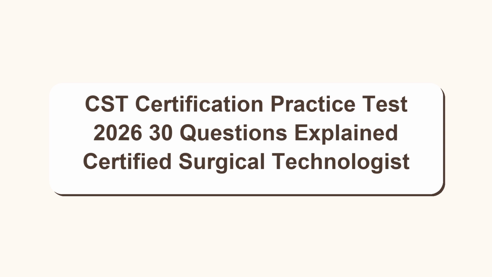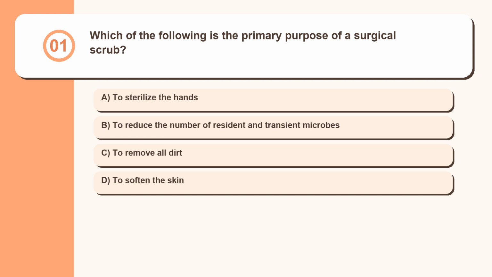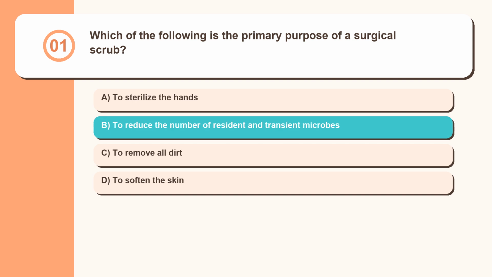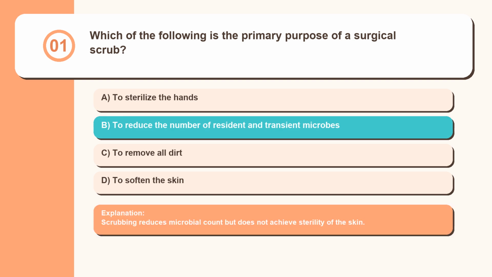CST Certification Practice Test 2026, 30 questions explained. Certified Surgical Technologist. Question 1. Which of the following is the primary purpose of a surgical scrub? To sterilize the hands, to reduce the number of resident and transient microbes, to remove all dirt, to soften the skin. Scrubbing reduces microbial count but does not achieve sterility of the skin.